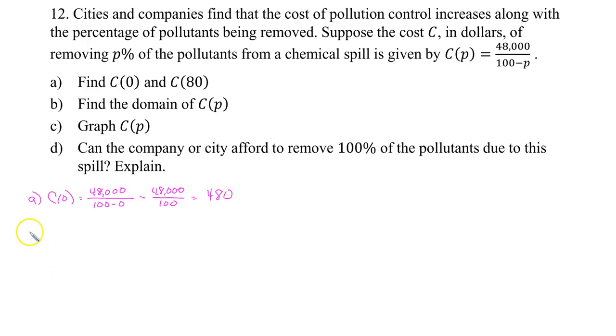And then the second part of this first thing, and then we'll talk about what they both mean at the same time, is that we're going to be plugging 80 in for P, and so we're going to have 48,000 over 100 minus 80, which is going to give us 48,000 over 20.